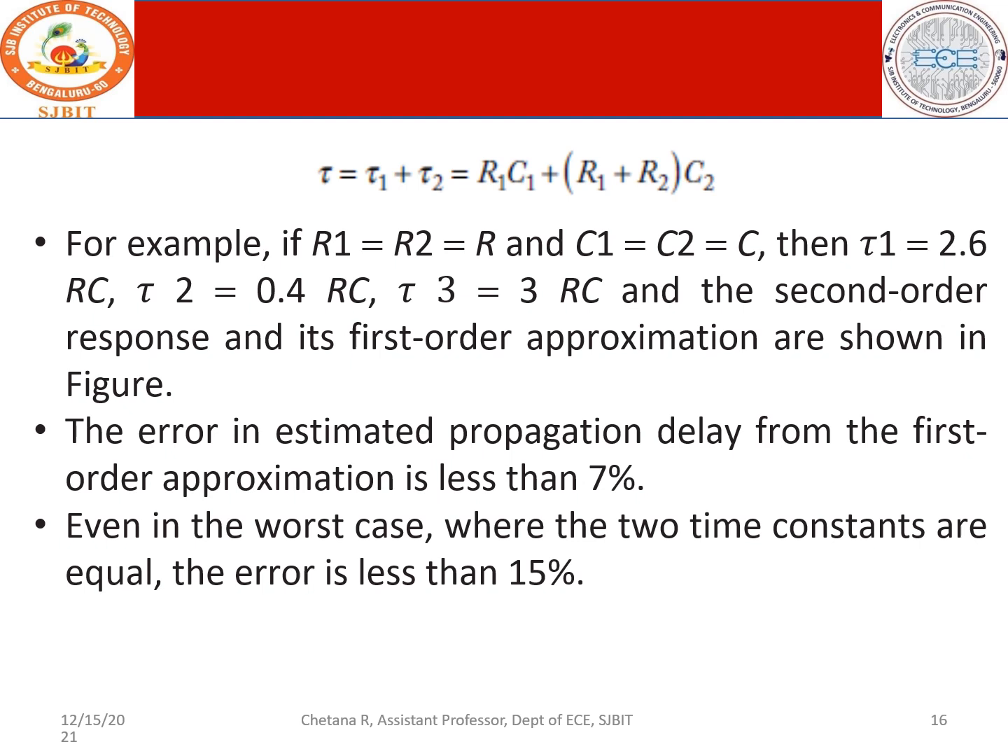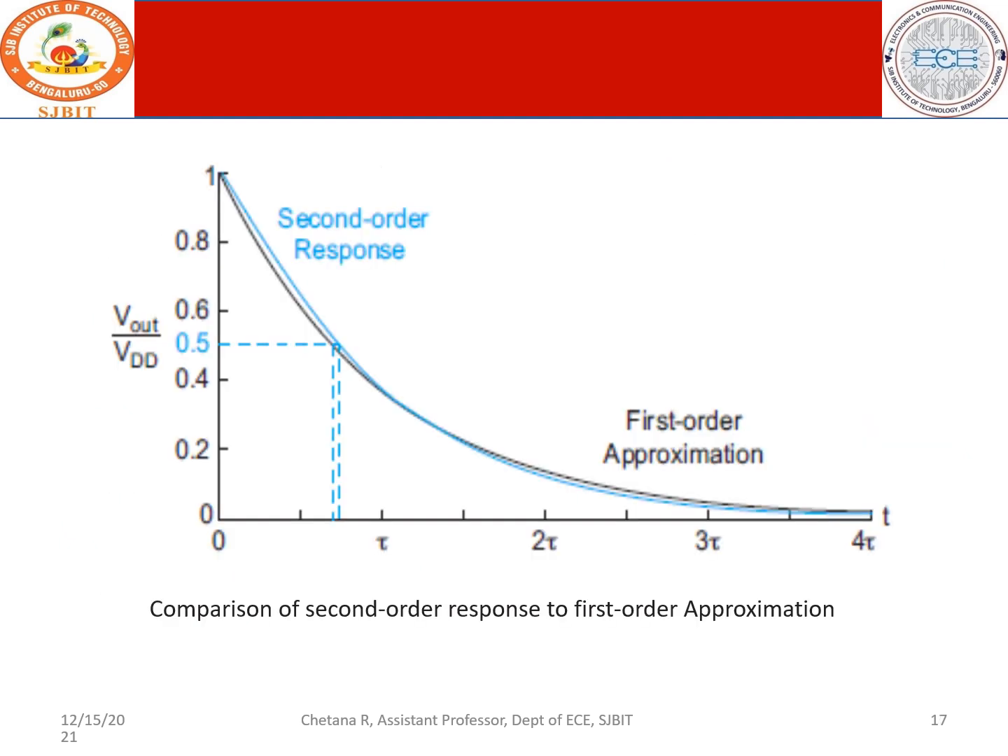So when you have a representation of R and C, tau1 and tau2 are represented with these values. So R1 C1 plus R2, when you just represent them, this is how the values are got. And the error from the first order system will be less than 7%, and if there are two time constants, it will be less than 15%. So this is the second order response when you compare it to first order approximation. Blue color is second order, black color is first order representation. So this is a simple comparison between the first order and second order response.